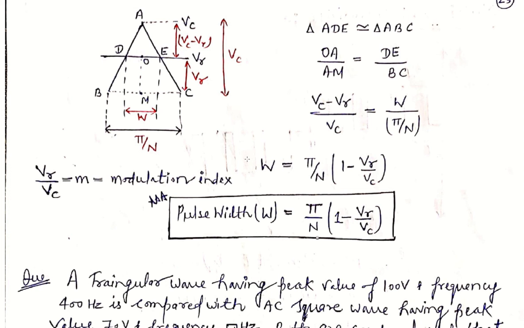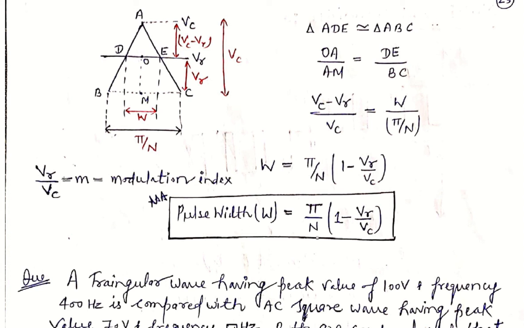So if we calculate W from here, then it will be equal to pi by n times (1 minus VR upon VC). So here the term VR upon VC comes. What is the meaning of this VR upon VC? It is defined as M, that is the modulation index.